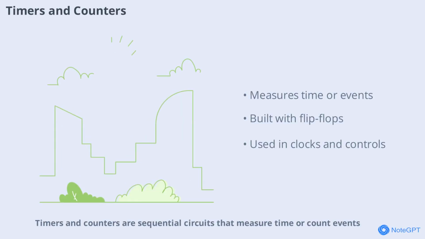Timers and counters are sequential circuits that measure time or count events. They're built using flip-flops and other logic gates. Timers are used in clocks, alarms, and scheduling systems, while counters keep track of events like button presses or data packets.